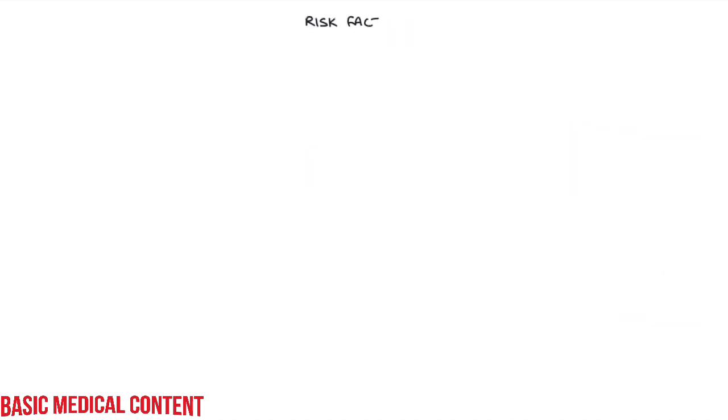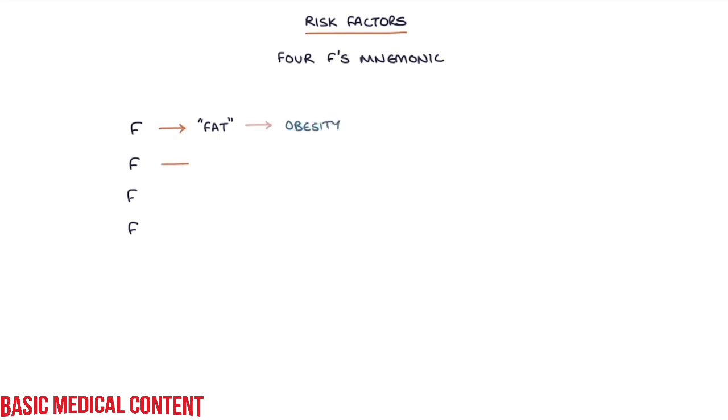Let's talk about the risk factors for gallstones. The 4 main risk factors for gallstones can be remembered with the 4 F's mnemonic. Fat, meaning patients that are obese. Fair, meaning patients with fair hair and fair skin. Female, meaning female patients. And 40, meaning middle-aged patients.